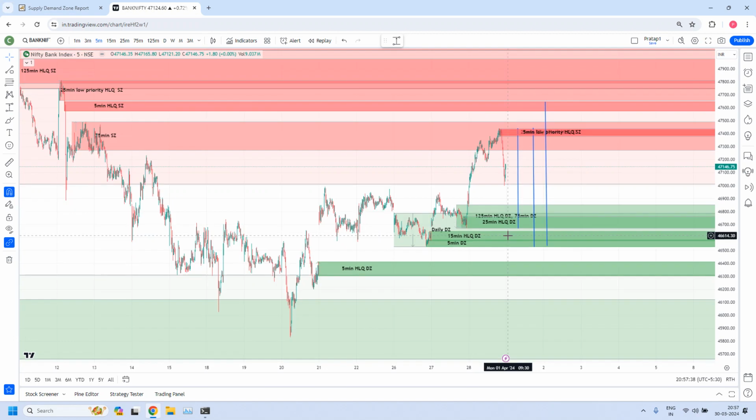What I am giving here are the support and resistance levels. This is the first support, this is the first resistance. This is the second support level, and this is the second resistance level. That is what I am indicating. Hope you got the clarity.